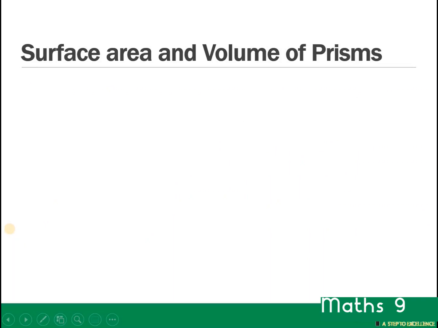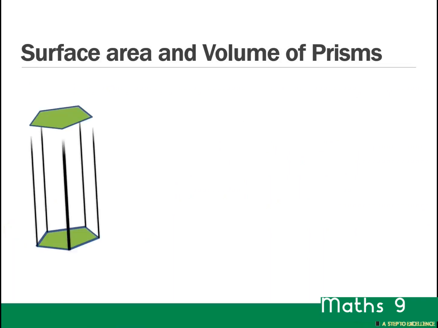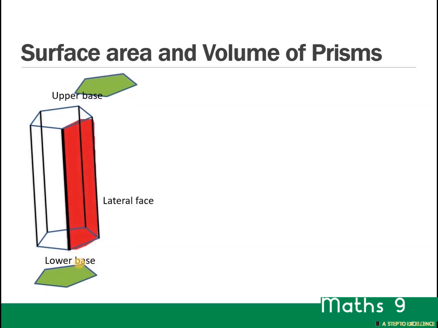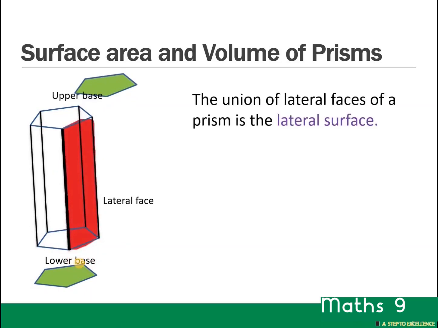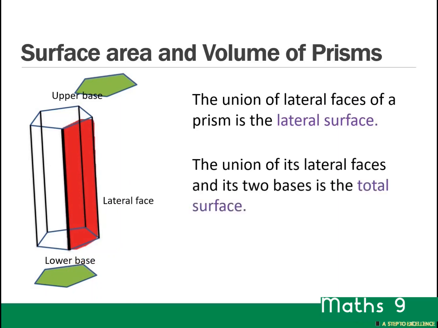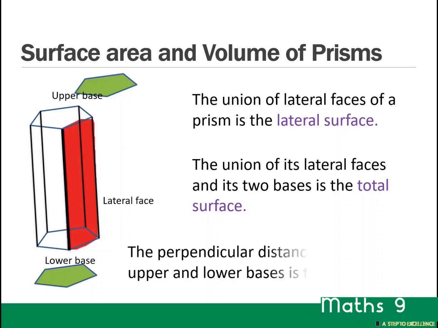Now we're going to have a look at surface area and volume of prisms. A prism looks like this. It's got the same cross-section all the way down. This is the lower base, this is the upper base, and this is one of the lateral faces. The union of the lateral faces of a prism is the lateral surface. The union of its lateral faces and its two bases is the total surface. The perpendicular distance between the upper and lower bases is the altitude.